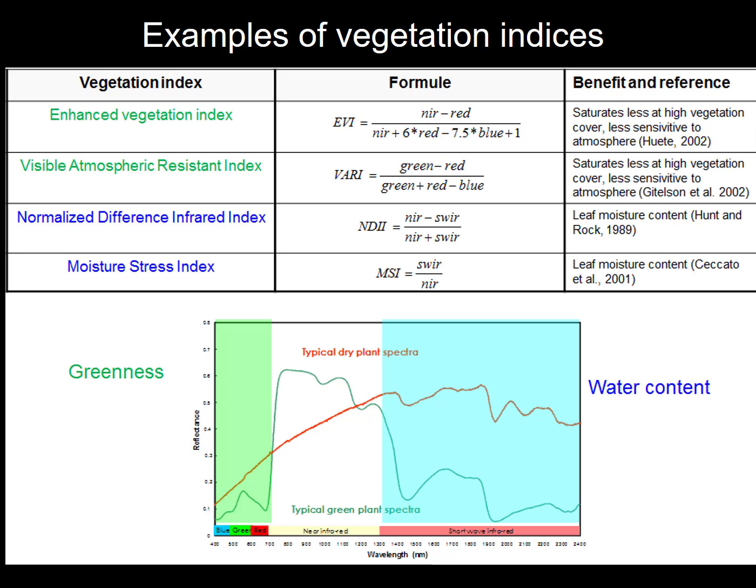NDII uses a normalized difference formulation, and therefore the index values increase with increasing water content. The value of this index ranges from -1 to 1. The common range for green vegetation is 0.02 to 0.6. Finally, the moisture stress index is a simple ratio and therefore inverted relative to the NDII. Higher values indicate greater water stress and less water content. The common range for green vegetation is 0.4 to 2.